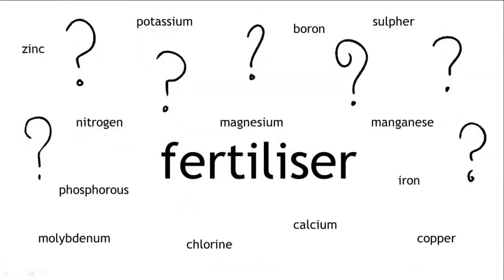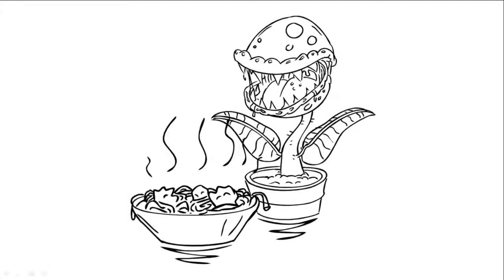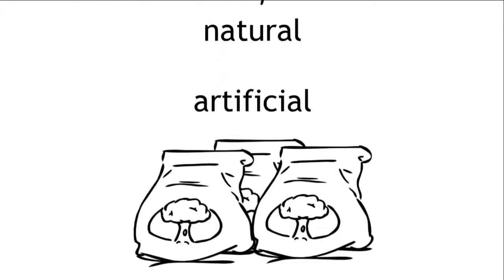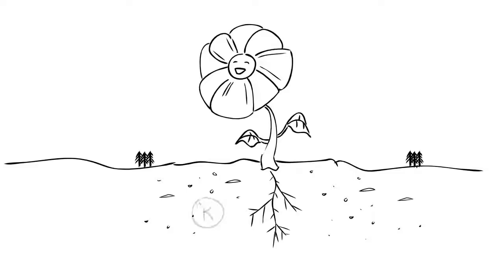Put simply, fertilizer is plant food. It can be natural or deliberately put into soil by people. Fertilizer contains different kinds of nutrients that are essential for plants to grow.